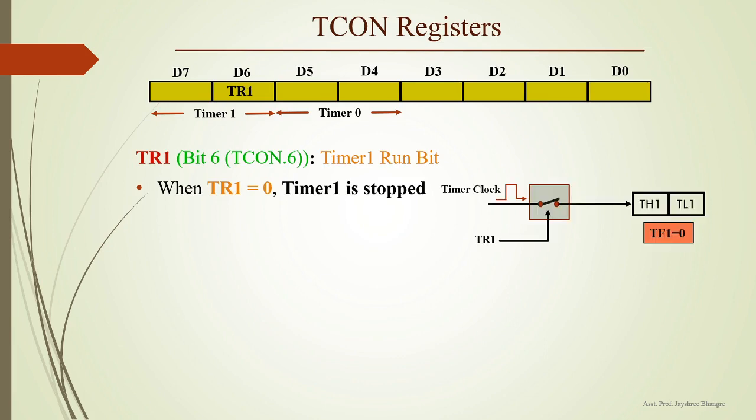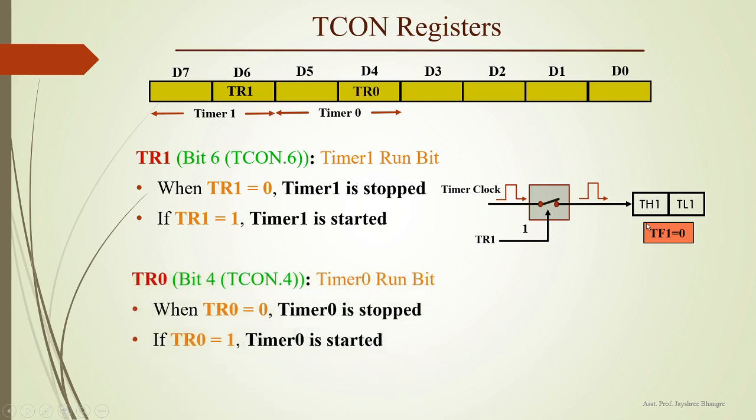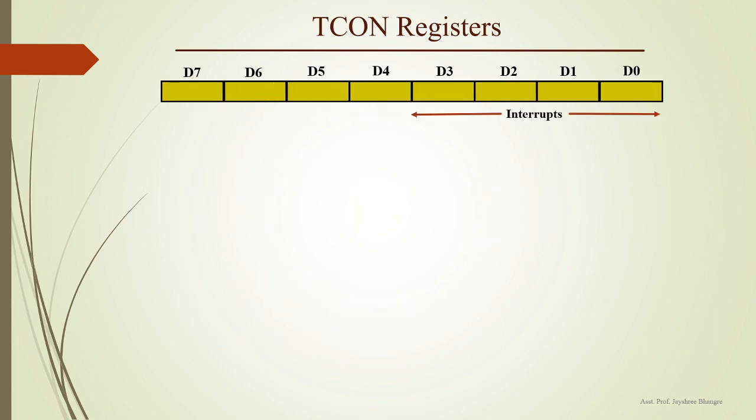When TR1 is 0, the switch that connects the timer to the system clock or CPU clock is open. That means the timer is off. When this bit is 1, the timer is started. So when the TR1 bit is 1, it closes the switch and the CPU clock is connected to the timer and the timer starts counting. Similarly, TR0 is the timer 0 run bit. When this bit is 0, the timer is stopped, and when this bit is 1, the timer is started.